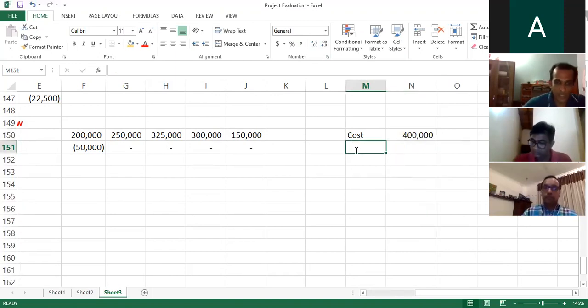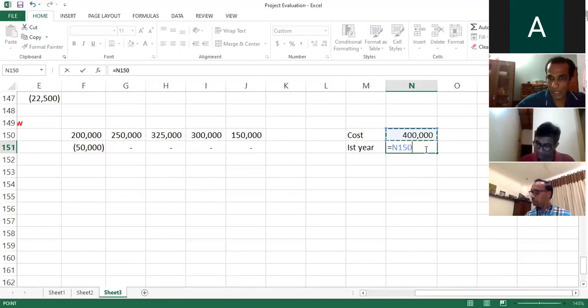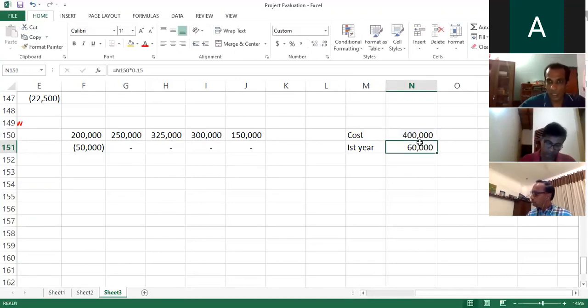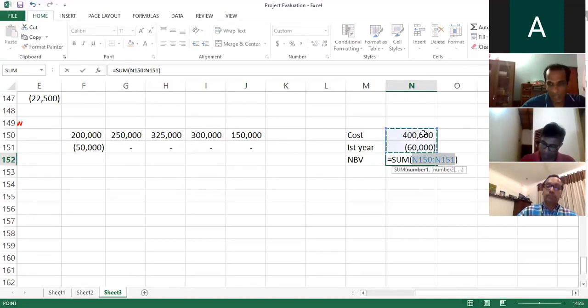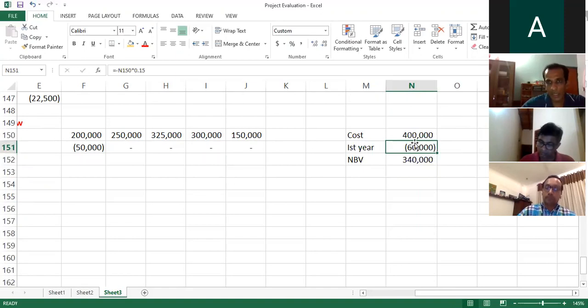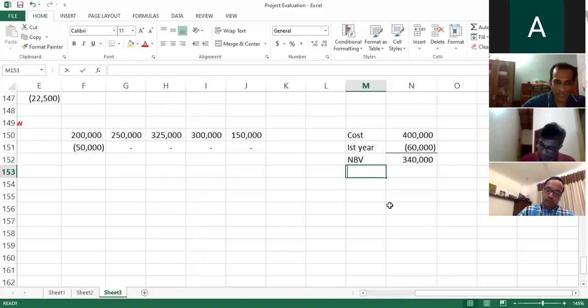Right. So what is the first year? First year depreciation is 60,000. The depreciation rate is 15%. That means 60,000, as you correctly mentioned. So the depreciation for the first year will be 60,000, and we'll do this working first. Then it is easy to put the figures here, because at the end of the first year, what is the net book value? The net book value is 340,000. Then for the second year, what is the depreciation?